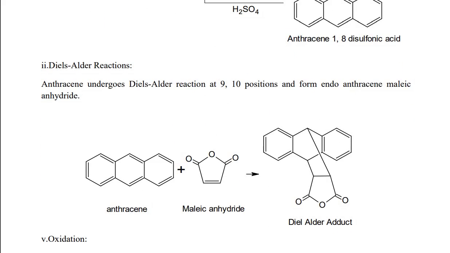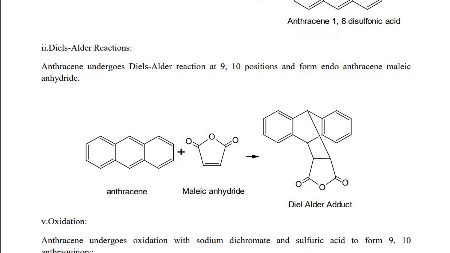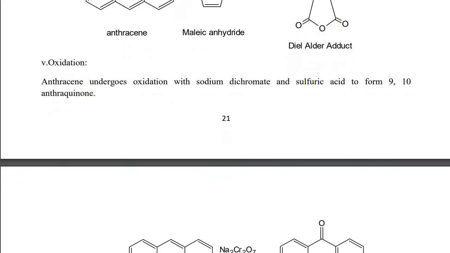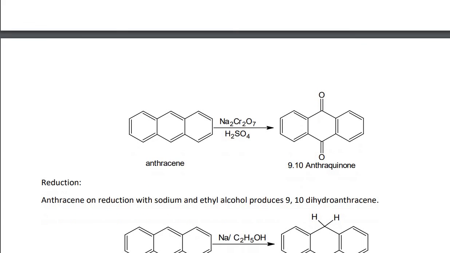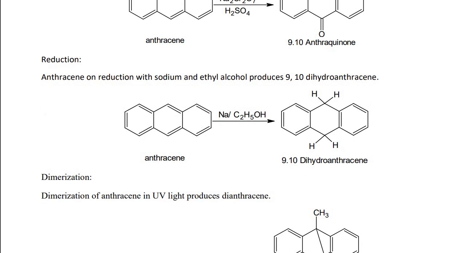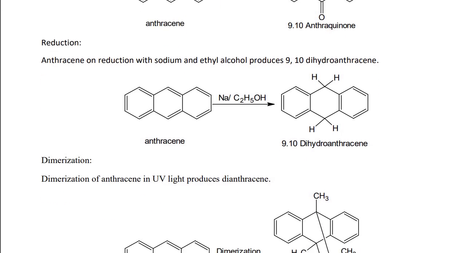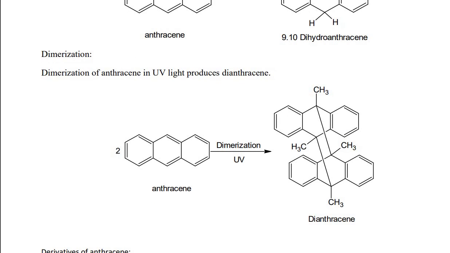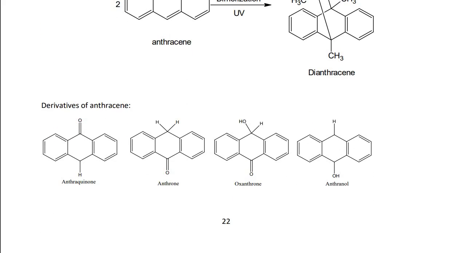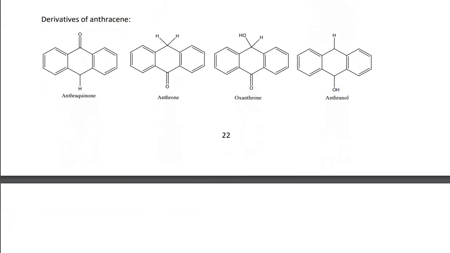Now, Diels-Alder reaction. Anthracene undergoes Diels-Alder reaction at the 9,10 position and forms endo-anthracene maleic anhydride adduct. So this is the anthracene maleic anhydride. You will get the Diels-Alder product. Now oxidation. Anthracene undergoes oxidation. You will get 9,10-anthraquinone. Now reduction. Anthracene undergoes reduction. It gives 9,10-dihydroanthracene. Now dimerization. Dimerization of anthracene in UV light produces dianthracene. So derivatives of anthracene: anthraquinone, anthrone, xanthone, and anthrol.